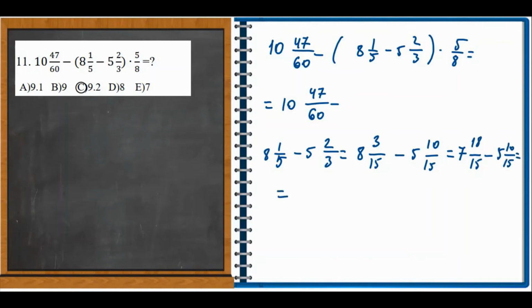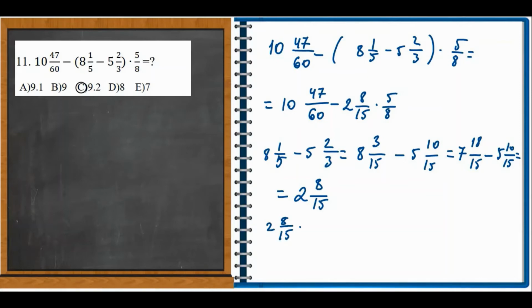Now we can subtract 18 and 10, no problem. Therefore first we will subtract the whole part. 7 minus 5 is 2 whole, and 18 minus 10 is 8 over 15. After this, let's copy the answer here. 2 whole 8 over 15 and multiply by 5 over 8. Now 2 whole 8 over 15 multiply.